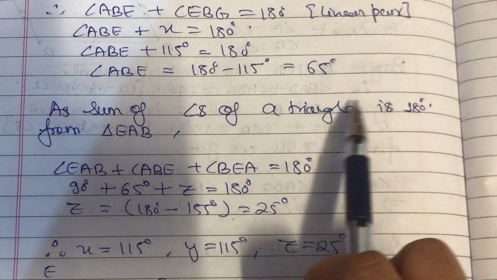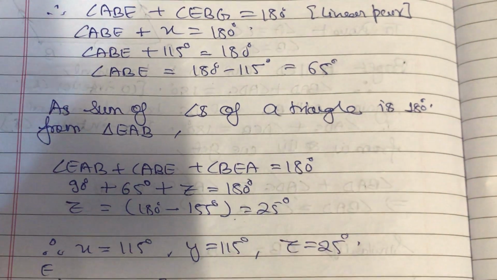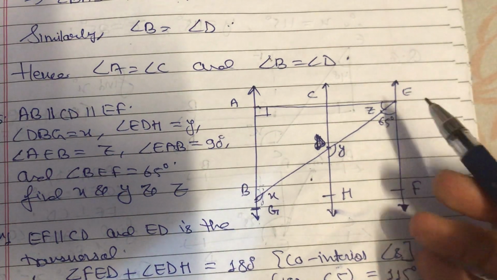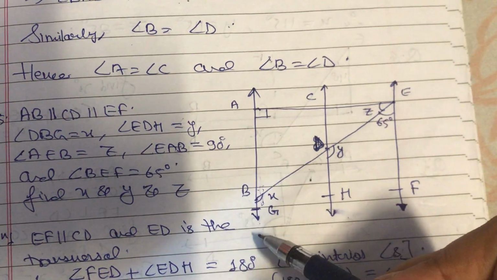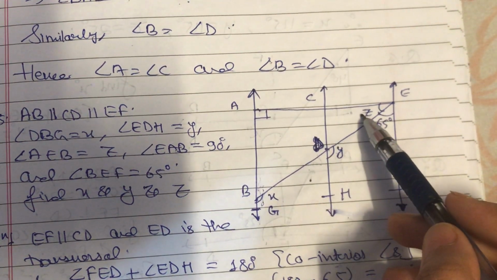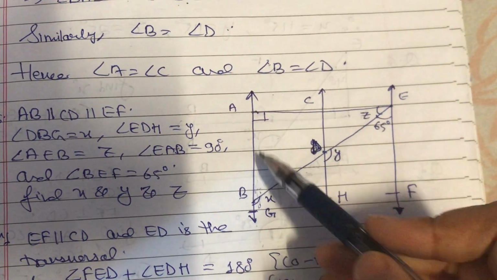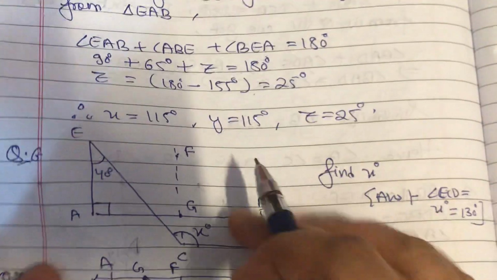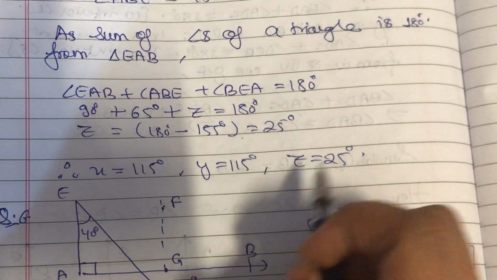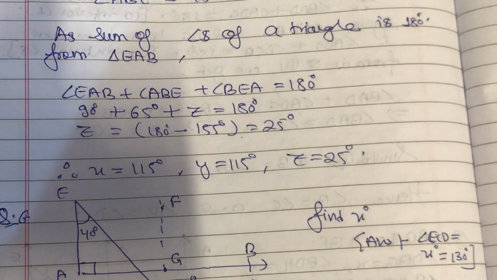Now the sum of angles of a triangle is how much? 180 degrees. So in triangle EAB, I have this, so I can find this, that is 180 minus this plus this, right? So using that concept, I can find the value of z equals 25 degrees. So this is how we'll solve questions based on that.